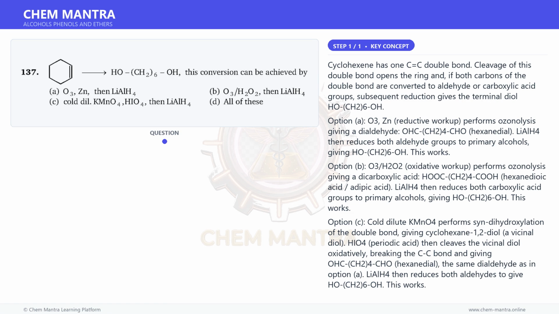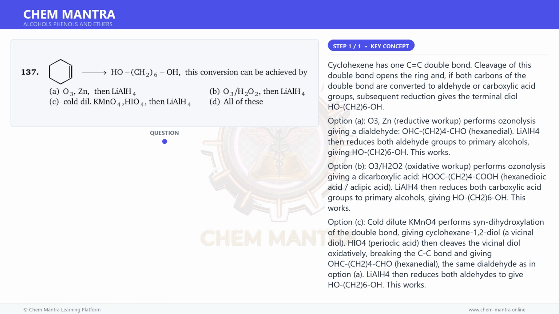Option A. O3, Zn reductive workup performs ozonolysis, giving a dialdehyde, OHC-(CH2)4-CHO, hexanedial. LiAlH4 then reduces both aldehyde groups to primary alcohols, giving HO-(CH2)6-OH. This works. Option B. O3, H2O2 oxidative workup performs ozonolysis, giving a dicarboxylic acid, HOOC-(CH2)4-COOH, hexanedioic acid, adipic acid.